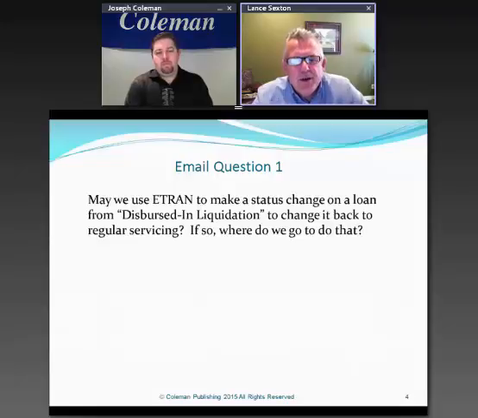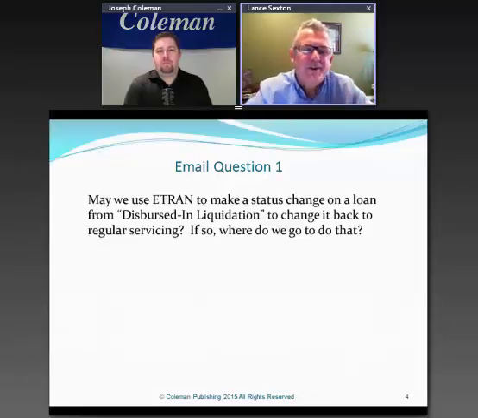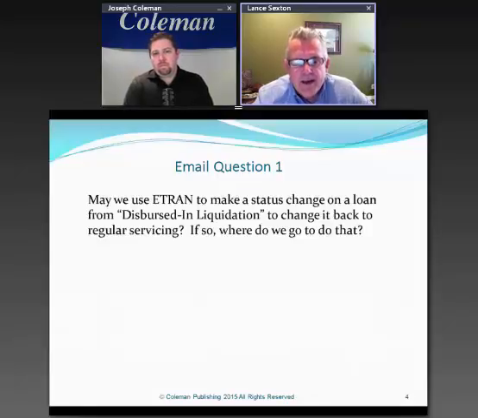You can actually go in E-Tran and move it back into regular servicing, and if you go back the next day, it gets moved back into liquidation. On SBA 7(a) loans that go into liquidation, they're transferred to Herndon, the National Guarantee Purchase Center, as a servicing office. And if they're in liquidation and you want to move them back to regular servicing, you're going to have to send a request to Herndon requesting that the loan be moved back into regular servicing.